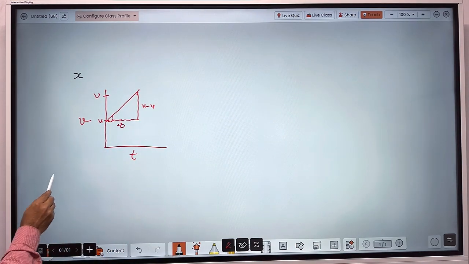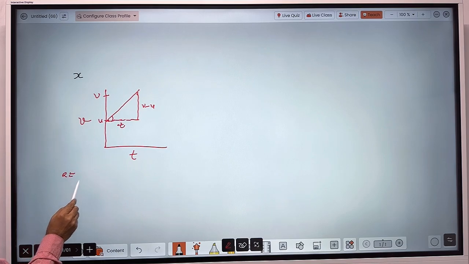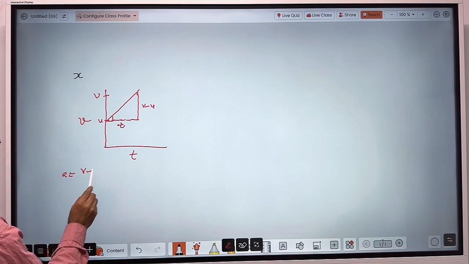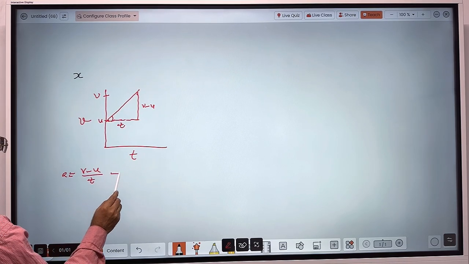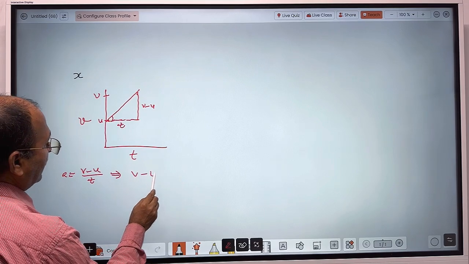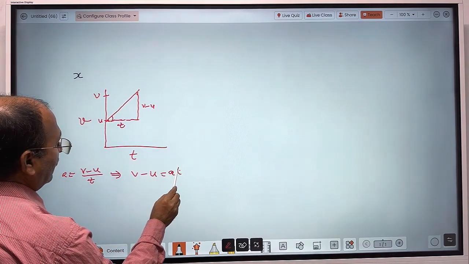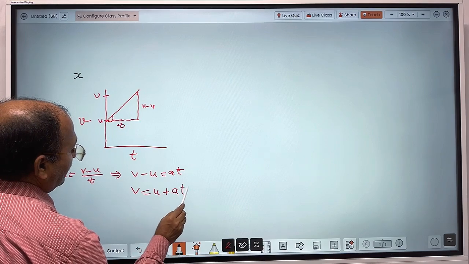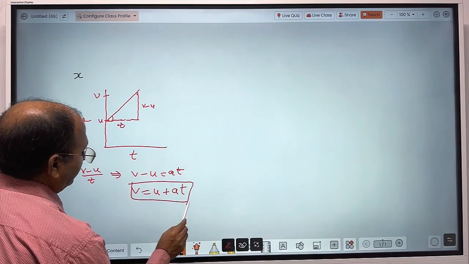We can find acceleration, so acceleration is given by change in velocity divided by time. So here change in time we can take, so v minus u divided by t, from where what do we get? We cross multiply, so we get v minus u equal to at, or v equal to u plus at. If you remember, this is first equation of motion.